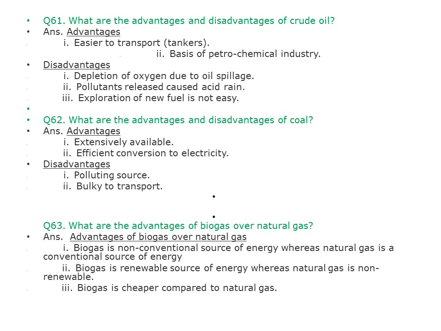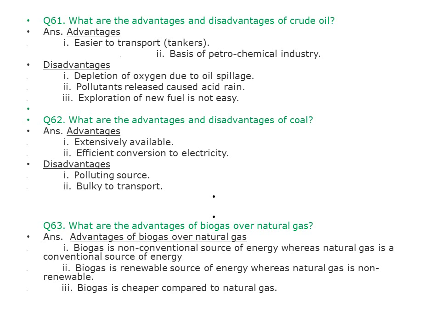What are the advantages and disadvantages of coal? Advantages: extensively available, efficient conversion to electricity. Disadvantages: polluting source and bulky transport.